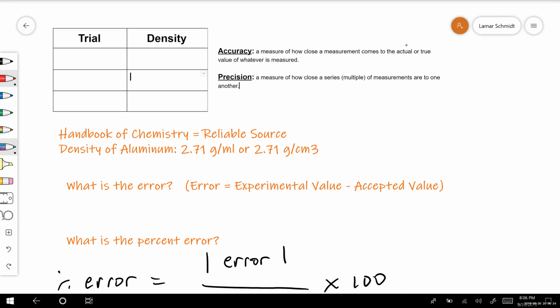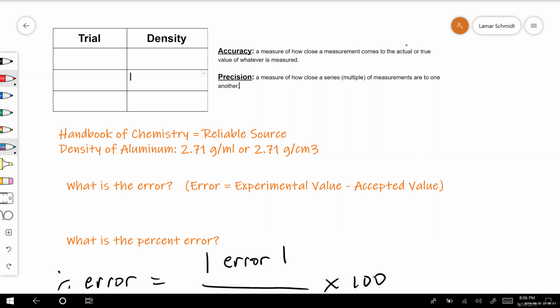Okay, so on this one, we're looking at accuracy and precision. Accuracy is a measure of how close a measurement comes to the actual or true value of what is measured. Precision is a measure of how close a series or multiple measurements are to one another.